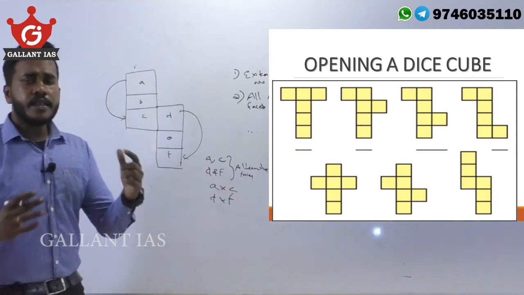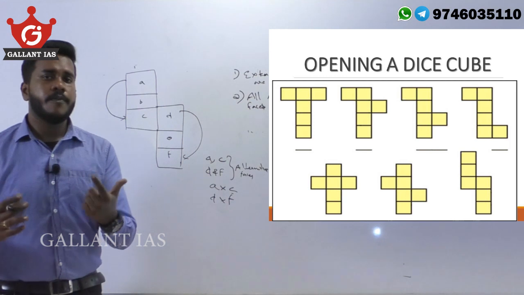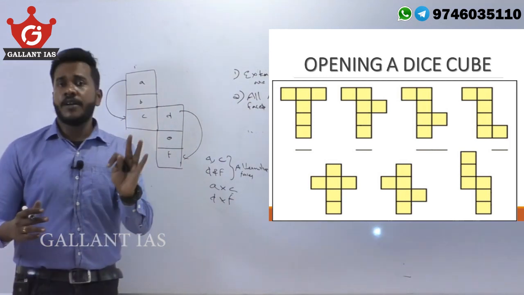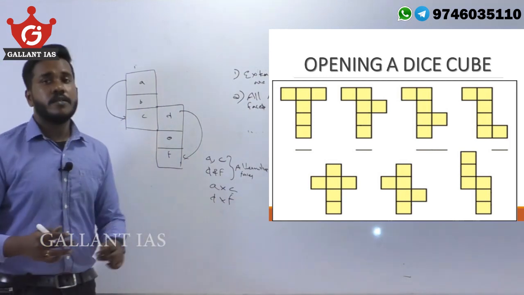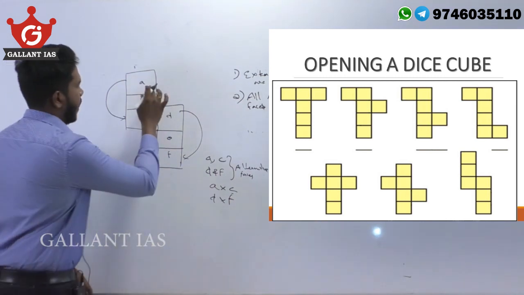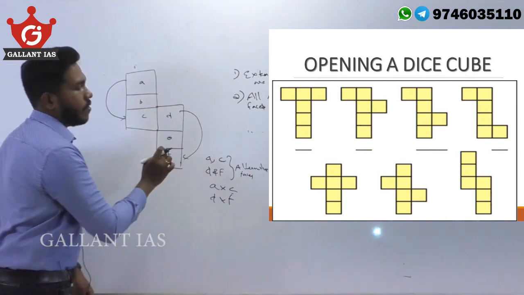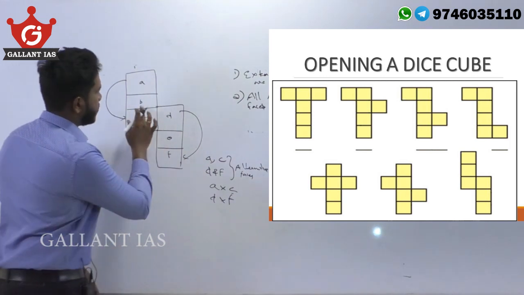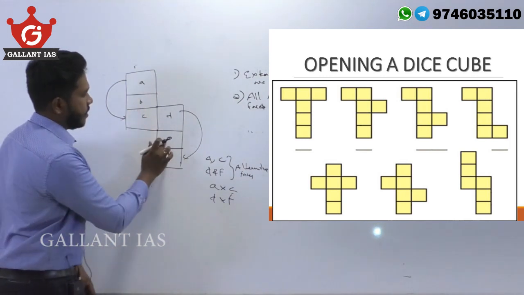But in a cube, we already know that there will be three pairs of opposite sides. And here you have two pairs of opposite sides already. So what are the remaining faces? A and C are opposite, D and F are opposite. So the remaining faces are B and E, right?